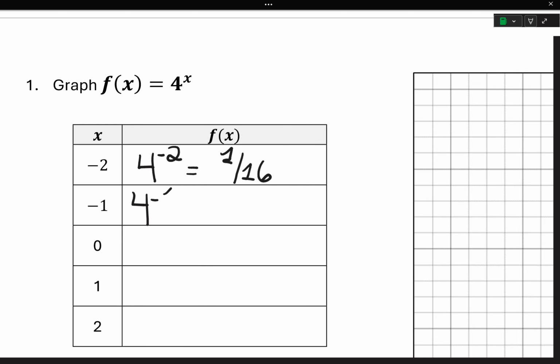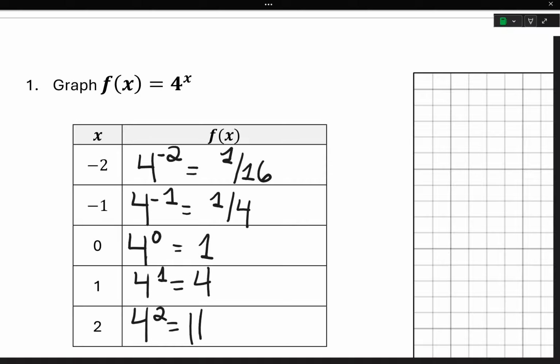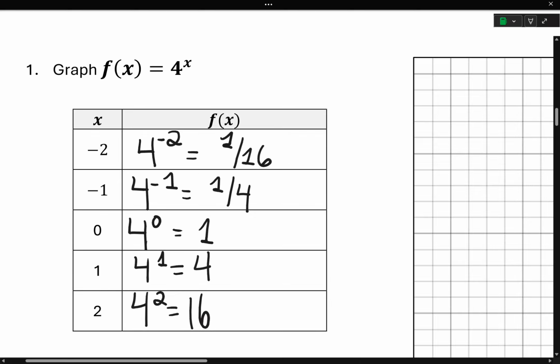We're going to do the same thing for negative 1 and get 1/4. We're going to do the same thing for 0. We get 1. We're going to do the same thing for 1. We get 4. And then 2, we get 16. How would we use this table to graph? Well, it gives us 5 points. Negative 2, 1/16. Negative 1, 1/4.